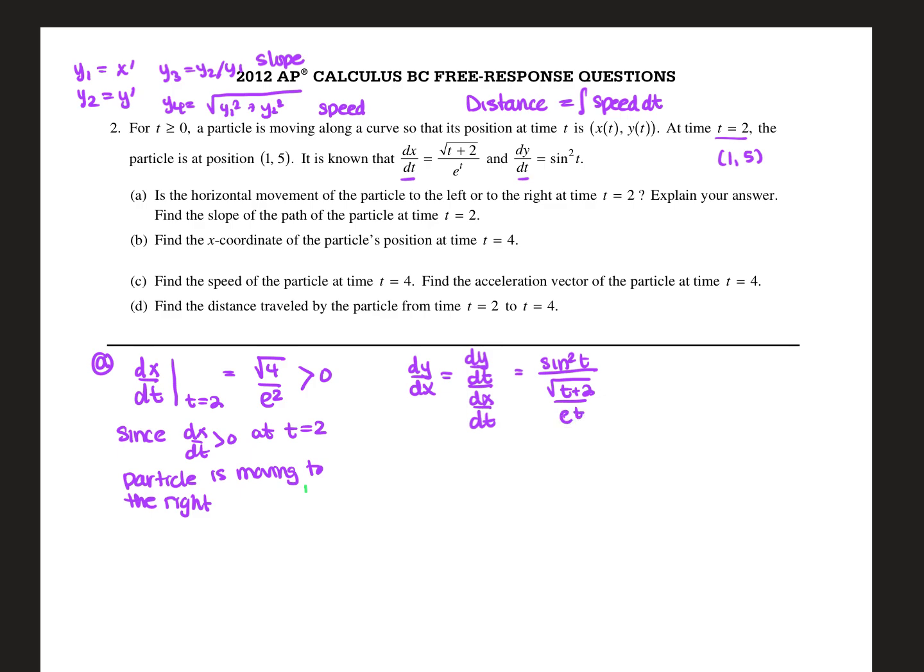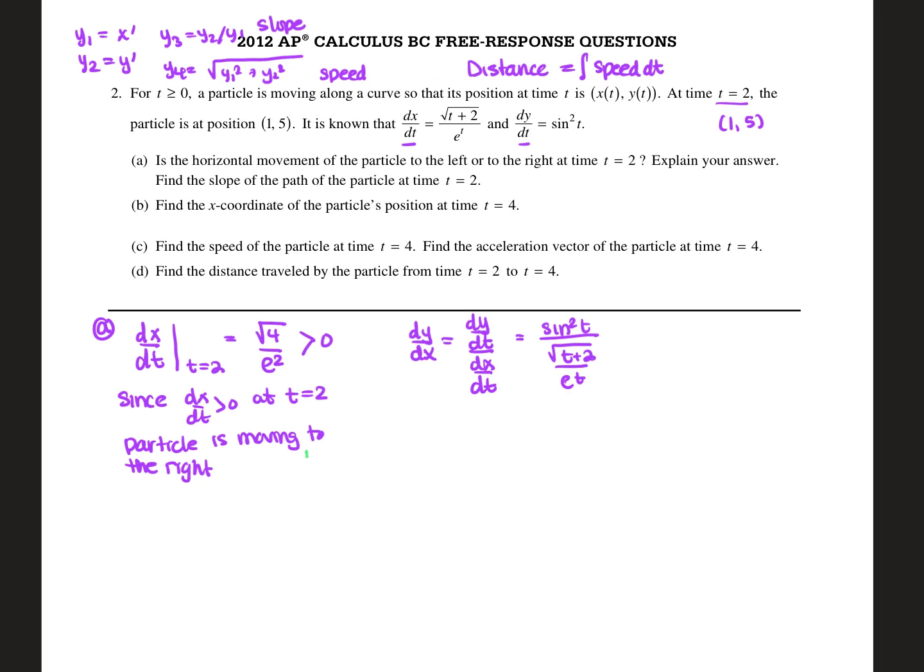And I would do this completely in my calculator. I would say dy/dx at time equals 2, and in my calculator I'd go to y3 on the home screen and put parentheses 2, and that will evaluate the slope at 2, and we get 3.055.